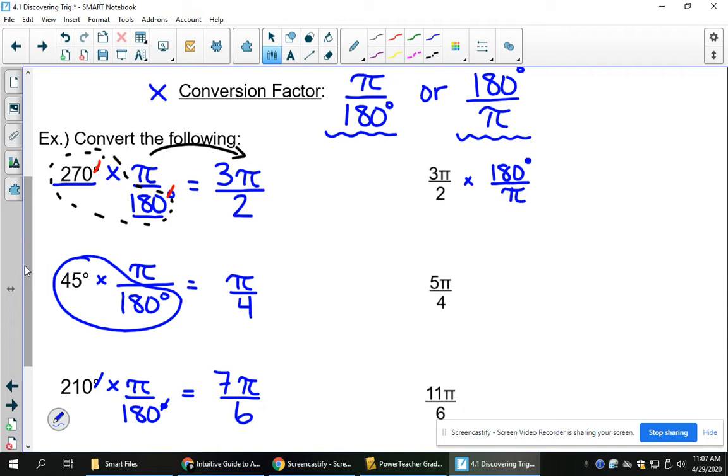What's going to happen with these pi's? You have one on top and one on bottom. They're going to cancel. How will you put this in your calculator? 3 times 180 divided by 2. Now, if you were to omit the degree symbol, you would be 100% wrong. 3 pi by 2 is not 270. It's 270 degrees. Okay, very different.